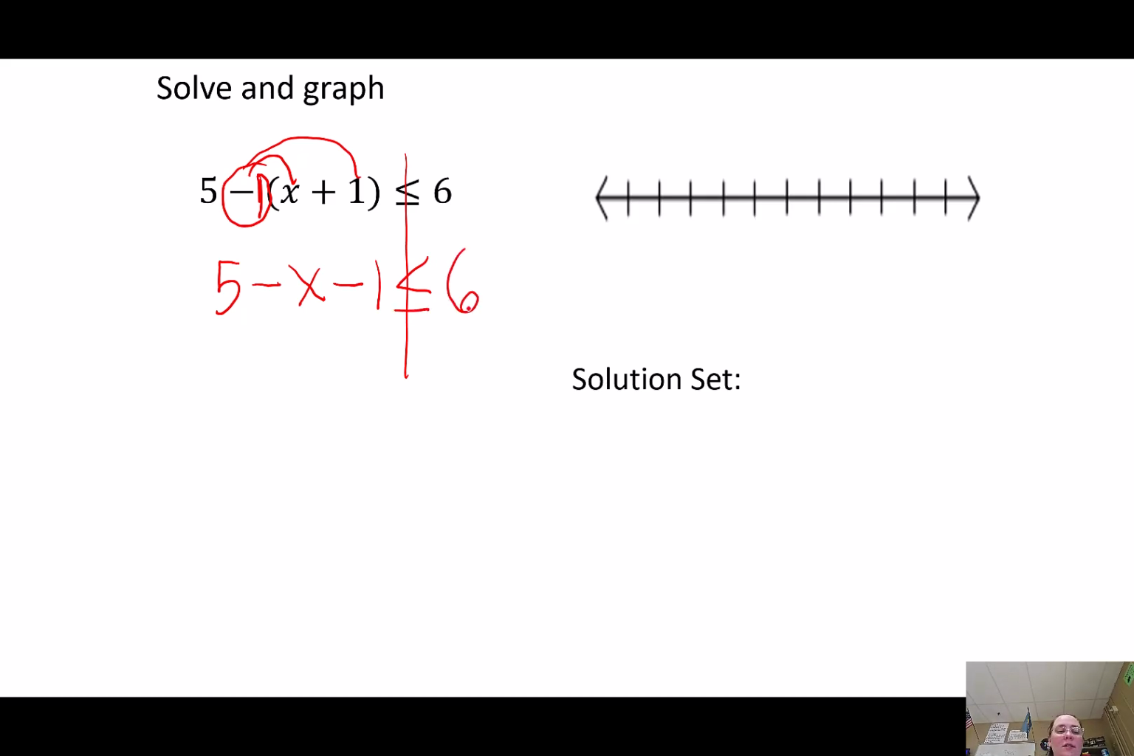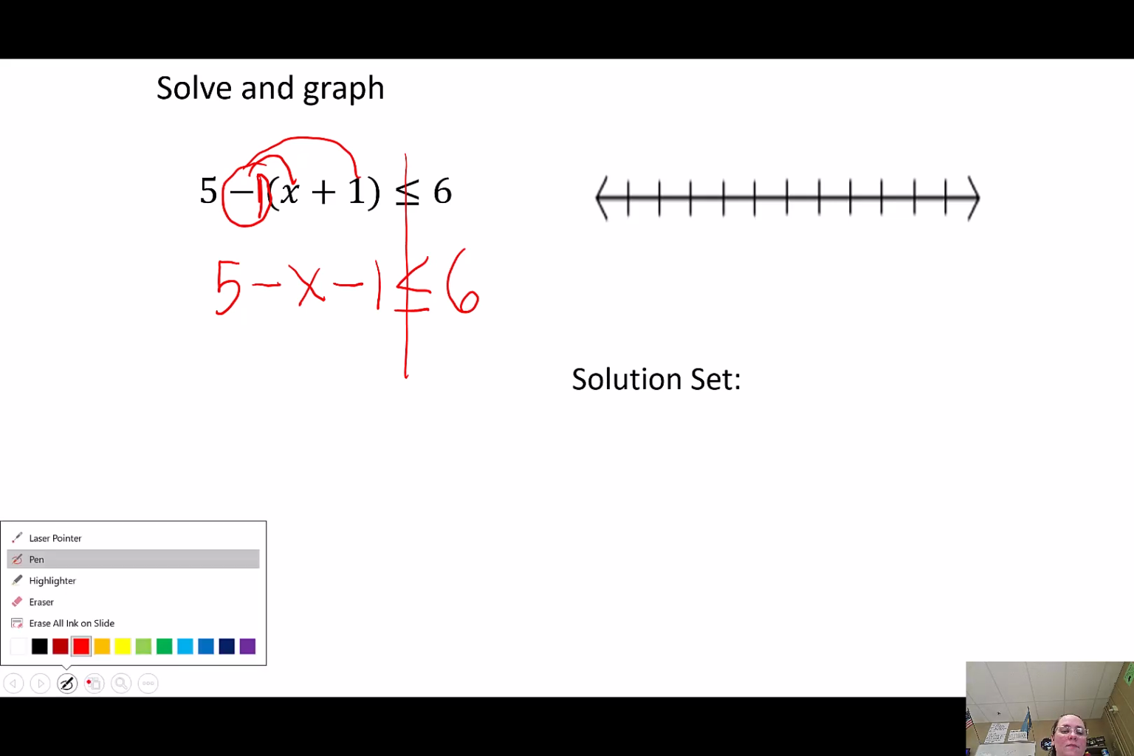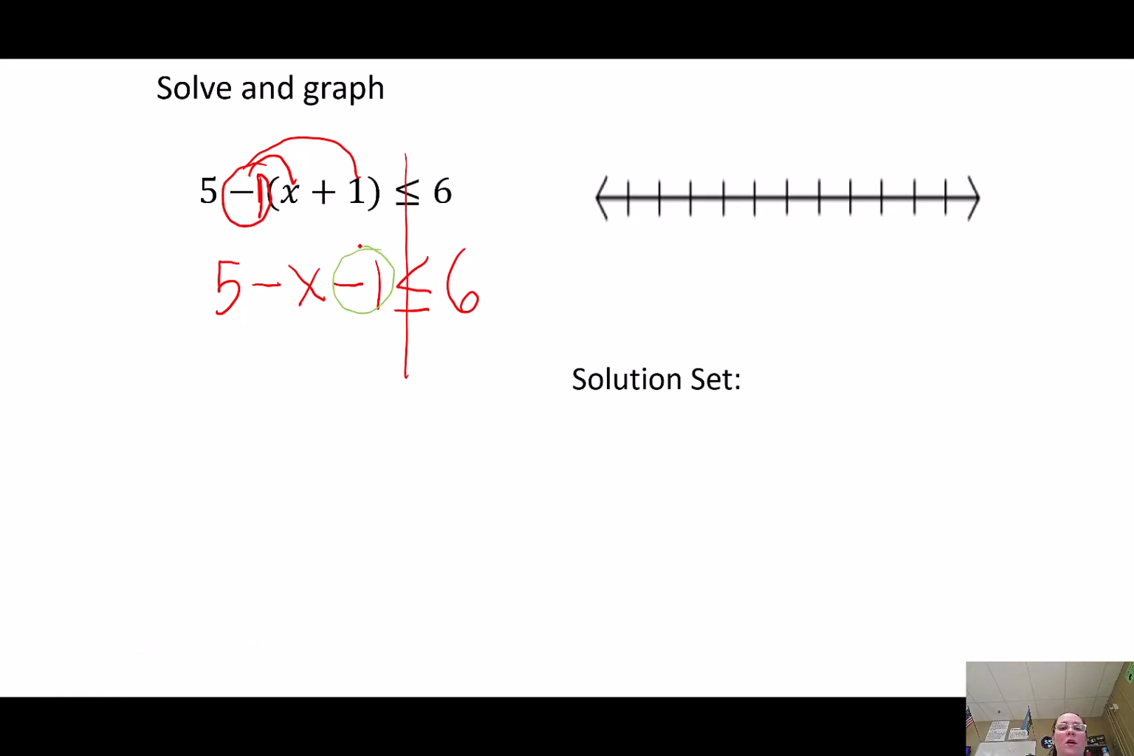From here, again, we have like terms, right? So negative 1 and 5 are both like terms. So I'm going to combine those together. So I get negative x, plus... well, 5 minus 1, or 5 plus a negative 1, gives me 4. Less than or equal to, still have the 6. Now we're just at a two-step inequality, so I'm going to subtract the 4 on both sides. Negative x is less than or equal to, well, 6 minus 4 is 2.